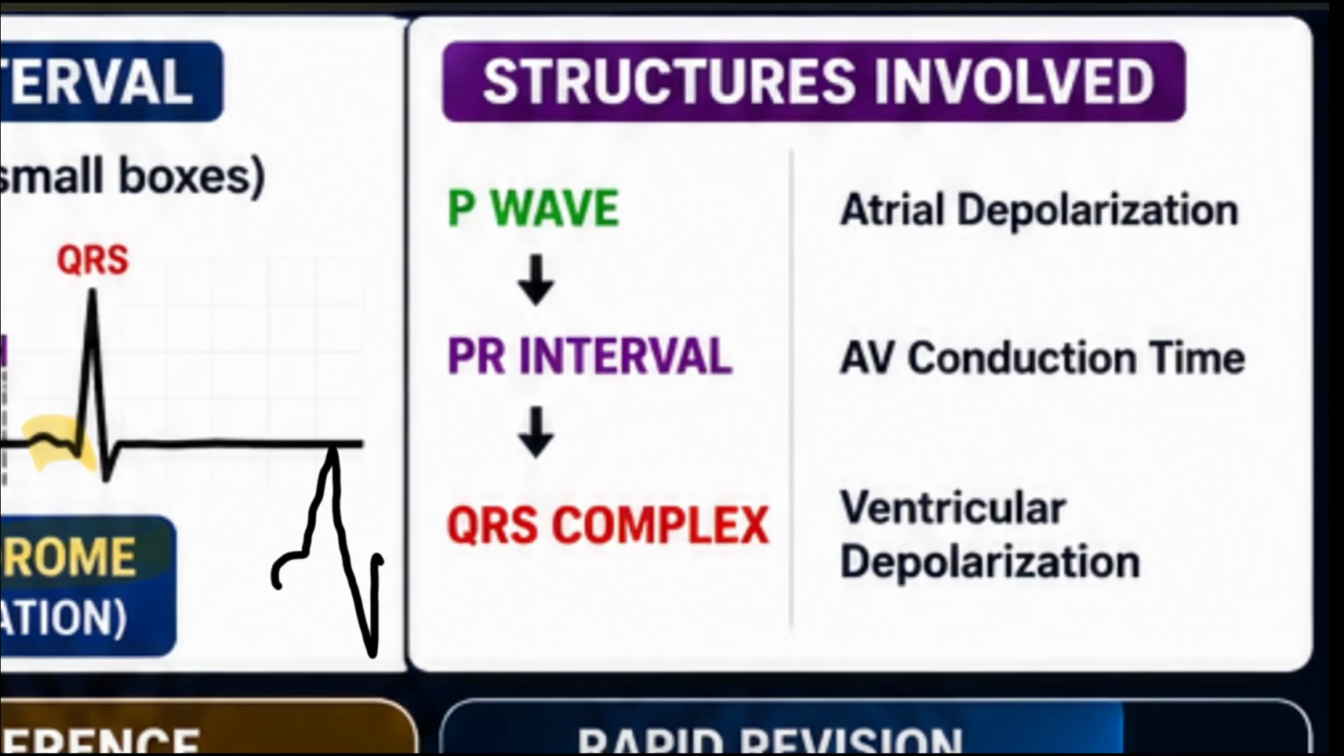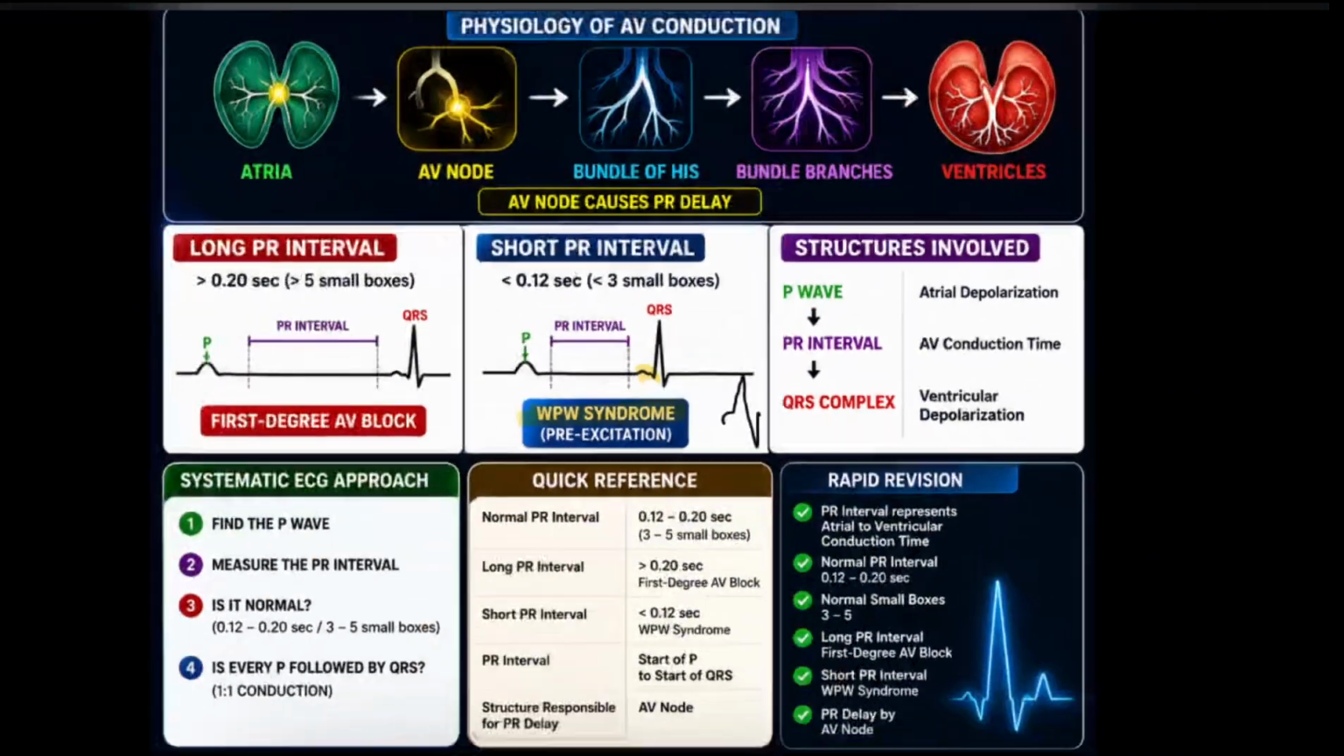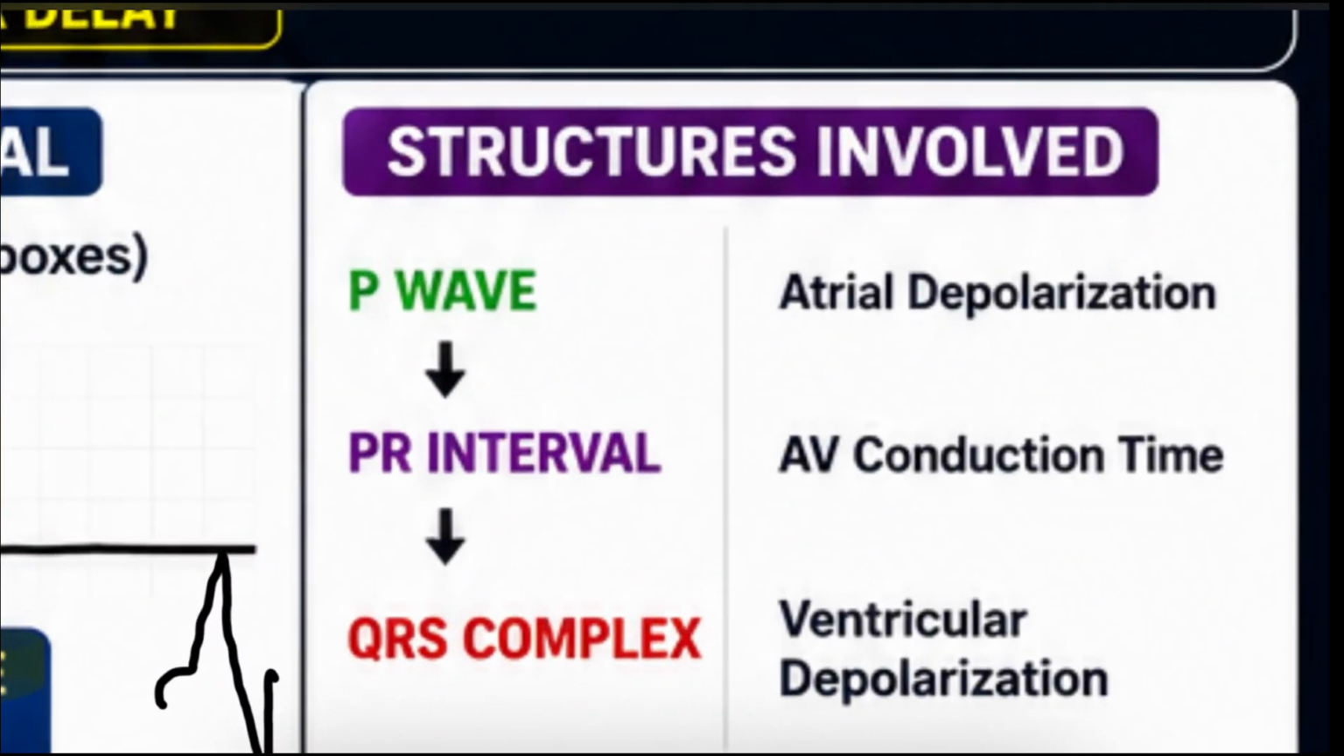Okay, next we can see PR interval and heart blocks. What are the structures involved while saying PR interval? One is the P wave. P wave means atrial depolarization, PR interval is the atrioventricular conduction time, and QRS complex is ventricular depolarization. So in PR interval and heart blocks, a heart block occurs when electrical conduction is impaired.